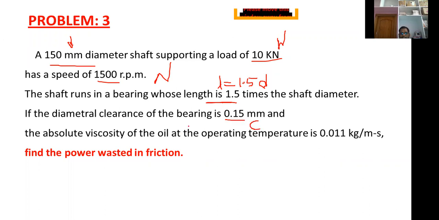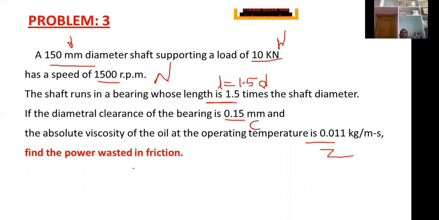Diametral clearance capital C is given, and the absolute viscosity of the oil at operating temperature, that is the Z value, is also given. Here you have to find the value of power wasted in friction, and the coefficient of friction.